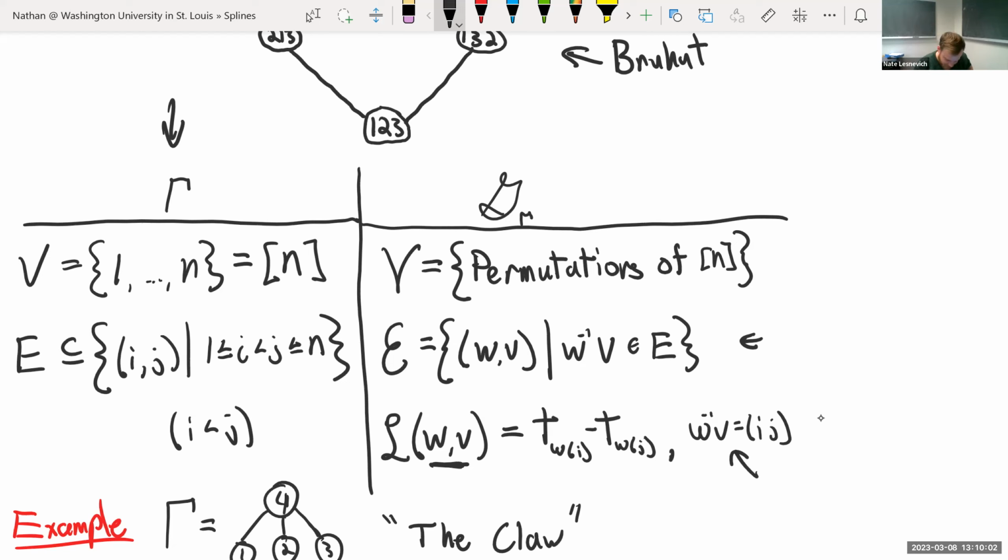Alternatively, what's the best way to say this? The transposition that is WV inverse in this case would be S R, then we'd write t_S minus t_R. So to each right multiplication, we're switching indices, but there's the corresponding left multiplication by a transposition, which is switching the two numbers that you see in those indices. And that's how we're going to construct these polynomials.